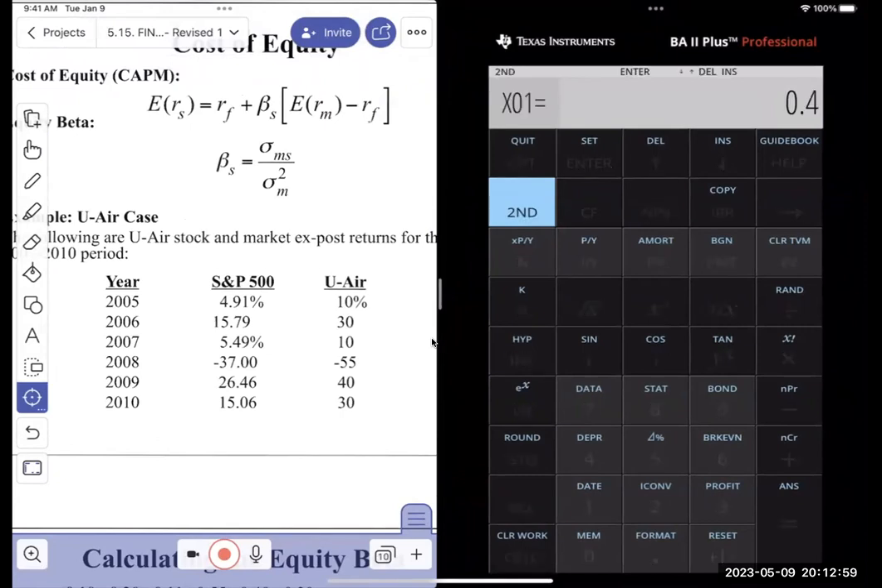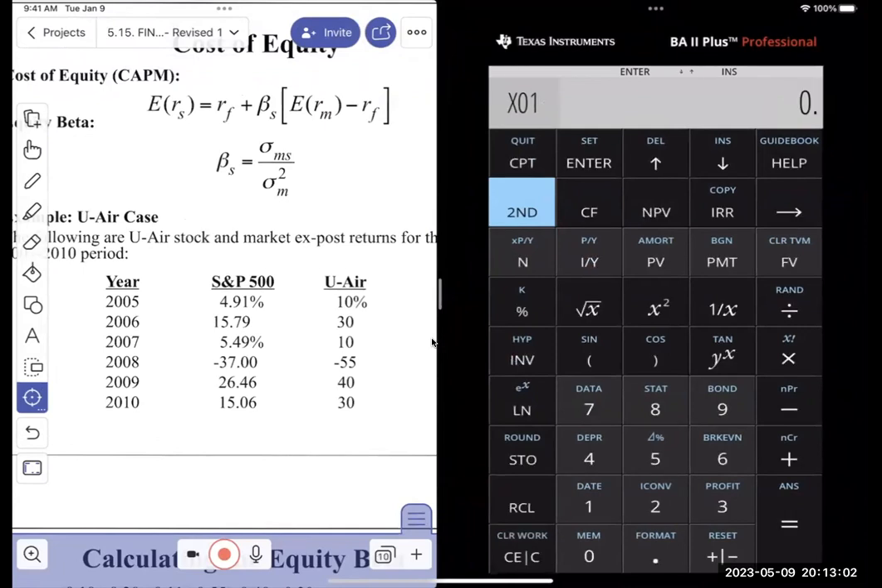So I'm going to enter the values. First, I clear the worksheet and I start entering 0.0491, enter down, and then 0.1, enter down, 0.1579, enter down, 0.3, enter down, 0.0549, enter down, 0.1, enter down, 0.37 negative, enter down, 0.55 negative, enter down, 0.2646, enter down, 0.4, enter down, 0.1506, enter down, 0.3, enter down.